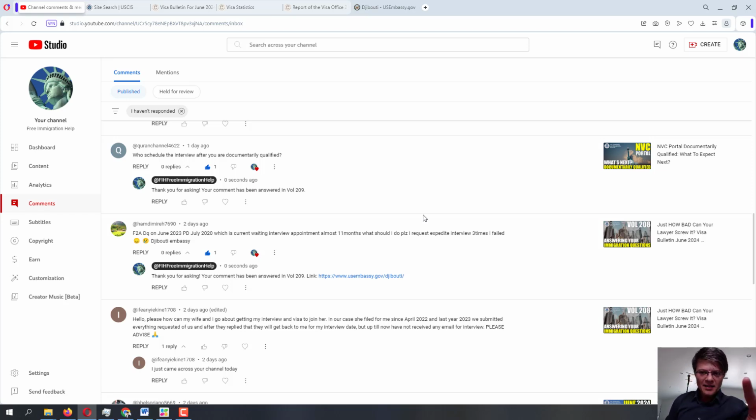The reason why this is an important distinction to make is because if you are in the immediate relative category, there is no limitation on the immigrant visas for immediate relative category. So once you were approved by USCIS, your immigrant visa was already available. And sounds like you're already documentarily qualified, which is fantastic news. So literally now you're just waiting for the interview to be scheduled.